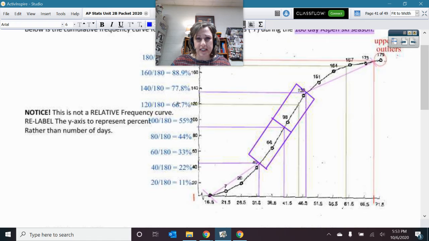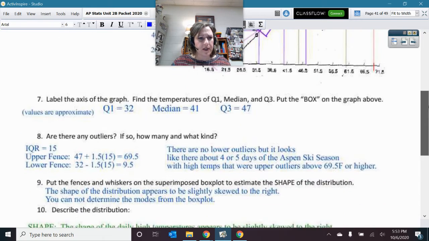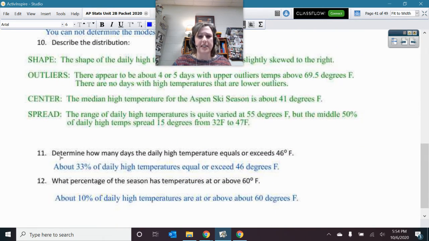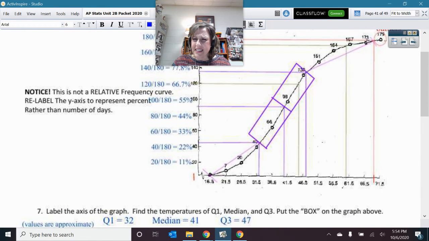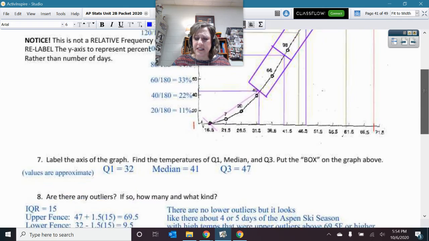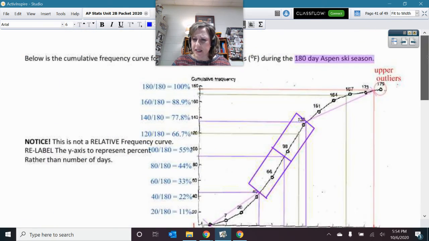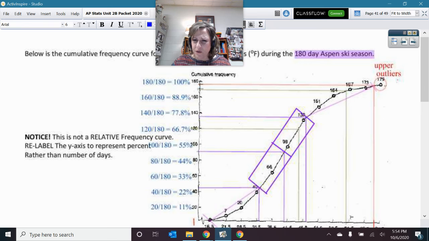But I said 67%. Oh, and that's wrong again. Well, the top 33%. Is that what I put? The top 33% equal or exceed. Okay. How about the 60 or above? Well, that's about the top 10% equal or exceed. So here's that 67, the top 10%, 60 degrees right here, this line here. And then I come on over here, and that's about at 170. So about 10 days or whatever percent that is.